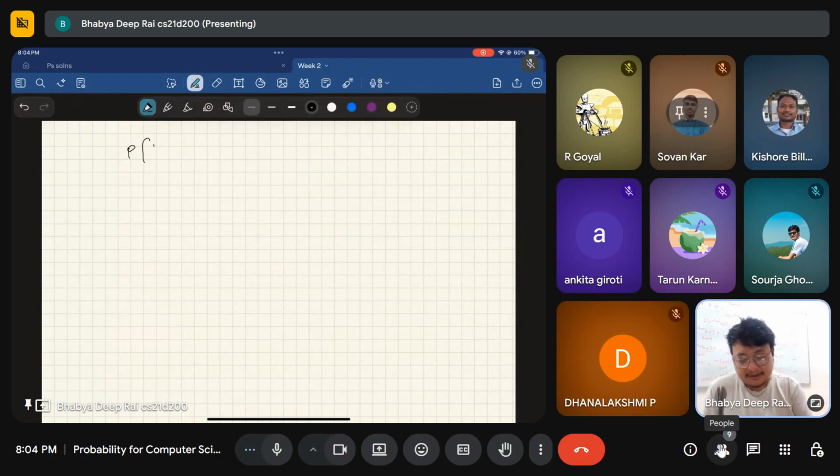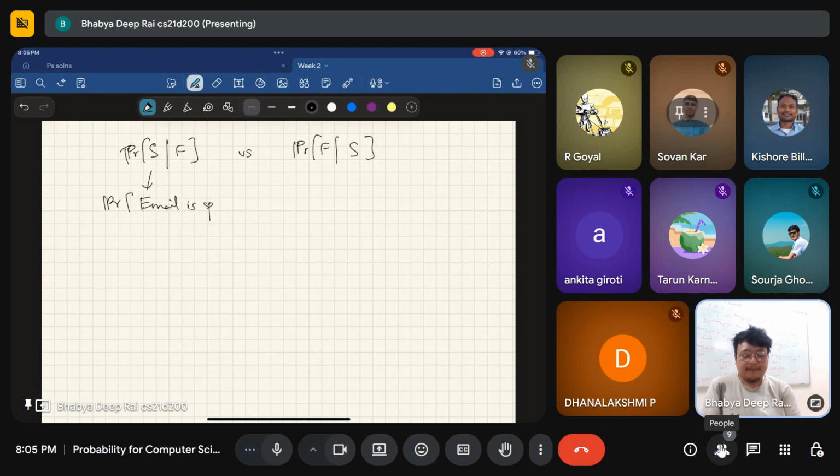Probability of spam given flagged versus probability of flagged given spam. Here, what is it saying? Probability that the email is spam when the filter says spam.